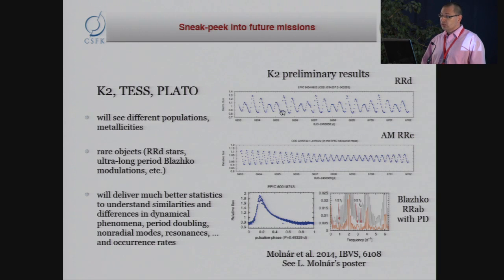And here are a few preliminary results from the K2 engineering data. These are very nice objects already, rare gems. We have a canonical RRd star here, a double mode one, and a very nice amplitude modulated RRc star. We haven't seen that yet in the nominal Kepler mission, nor in CoRoT. And we have a Blazhko star with signs of period doubling right here.